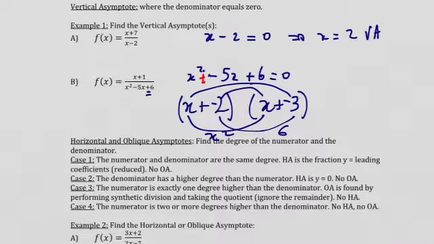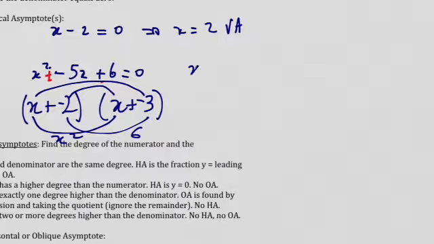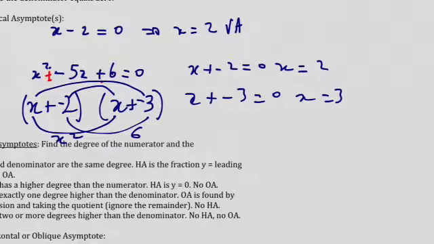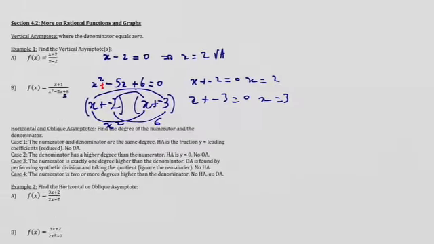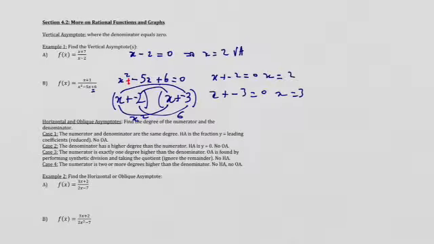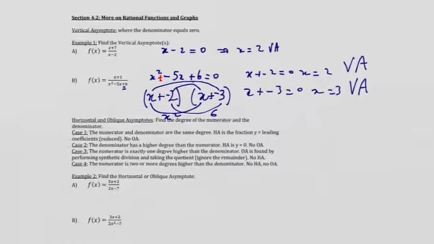So I end up having, at the end of the day, x plus negative 2 equals 0, so x equals 2, and x plus negative 3 equals 0, so x equals 3. And now I have my 2 vertical asymptotes, x equals 2 and x equals 3. I got 2 vertical asymptotes.